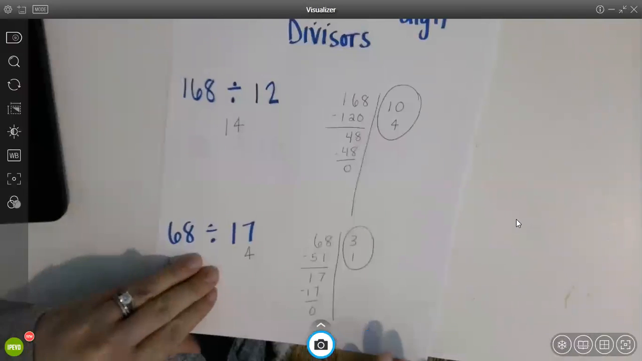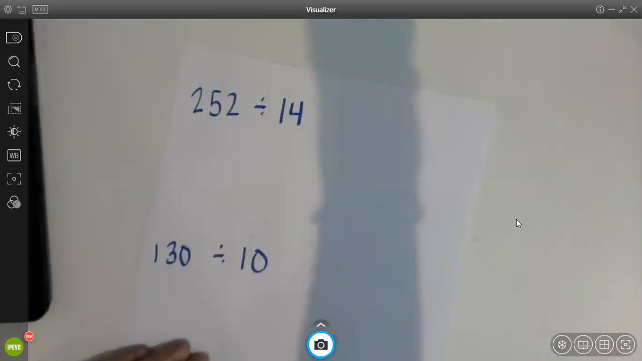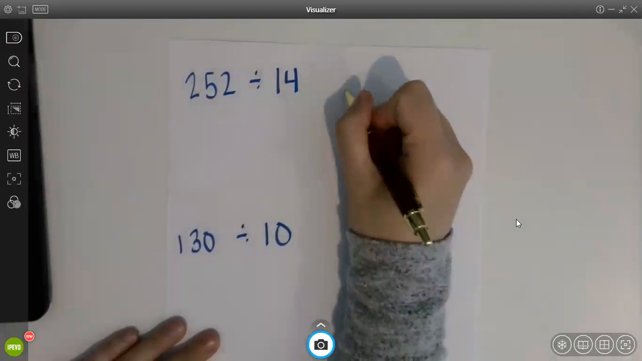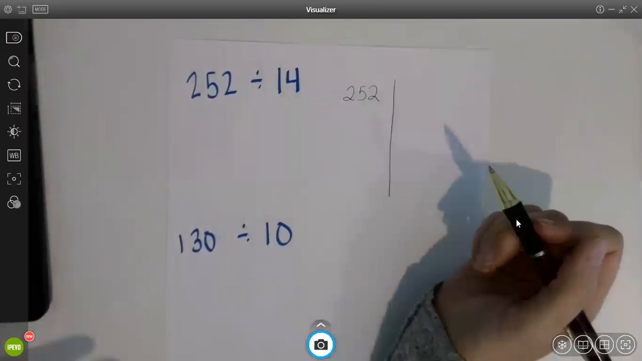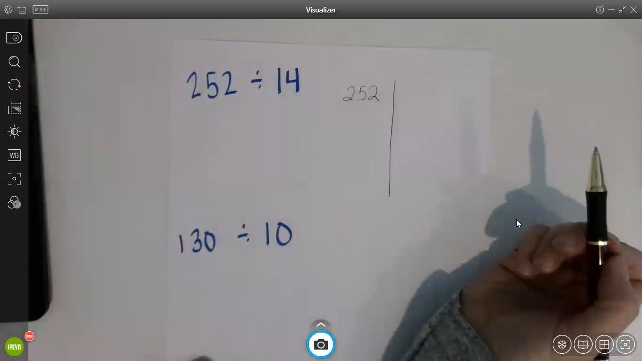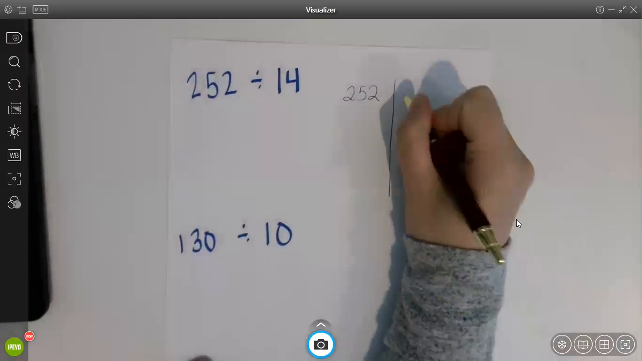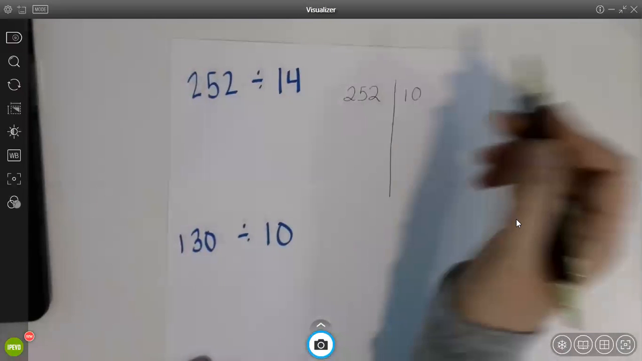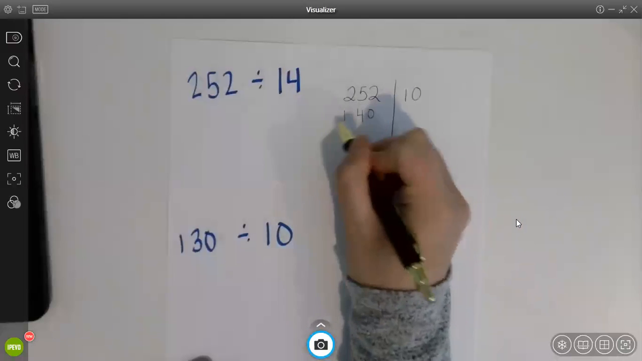Okay, so let's try some more. All right, so here I have 252 divided by 14. Remember, whenever this first number is big, you want to start with 10 if you can. In this case, 10 times 14 is 140, which definitely goes into 252. So I'm going to start there because that's an easy place to start. So I'll put the 10 over here. 10 times 14 is 140, so I'll subtract that.